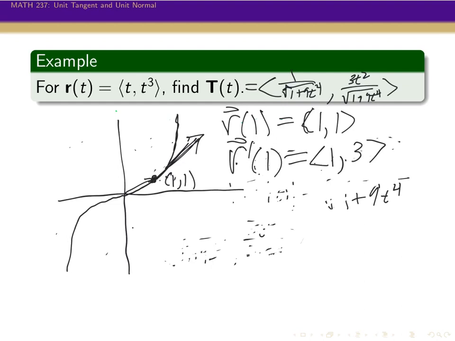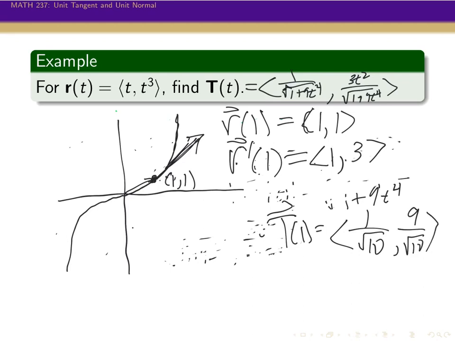Now when we plug this into T of 1, what do we get? Well, I'm going to get (1 over square root of 10, 9 over square root of 10). And you can double check that that has length 1, and so that's going in the same direction, just going a little bit less. Okay, actually a fair amount less. Okay, so there's an example of a unit tangent vector, and we can do this for any other spot on the curve.